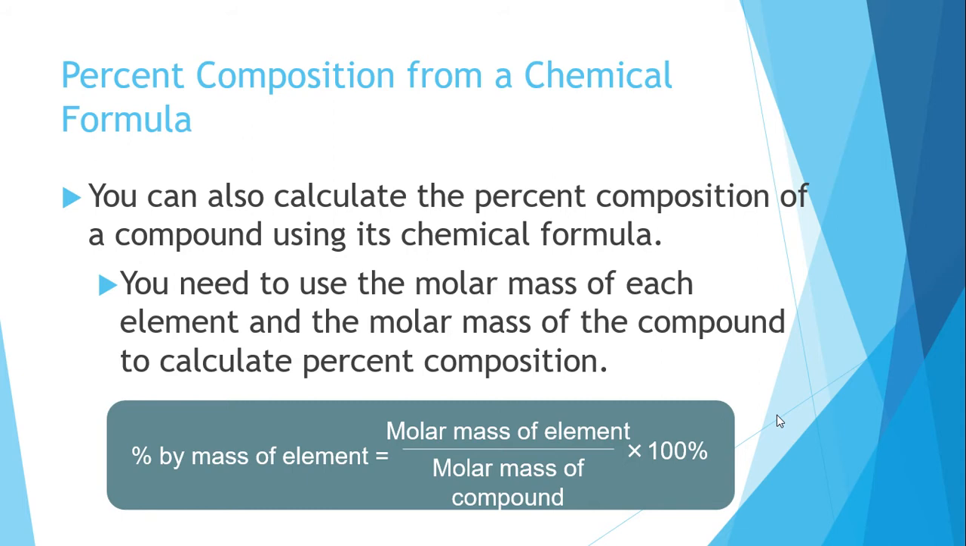Now we can calculate the percent composition of a compound if we're just given the chemical formula and no mass. And we do this by using the molar mass of each element and the molar mass of the compound as a whole. So the mass of each element divided by the molar mass of the compound, again, times 100. Remember, times 100 does not count towards sig figs at all.